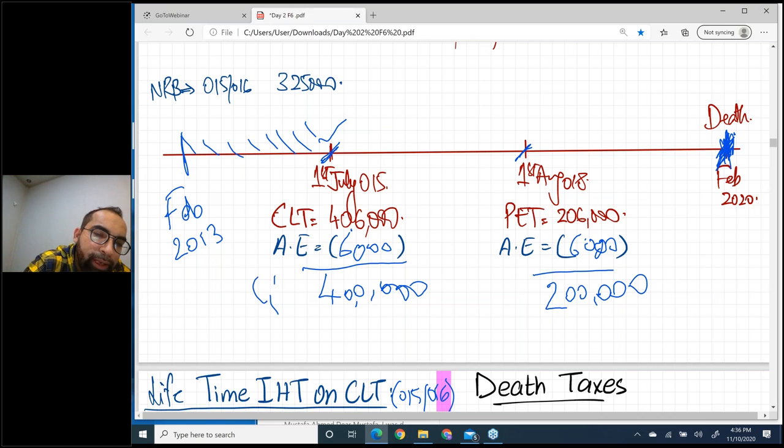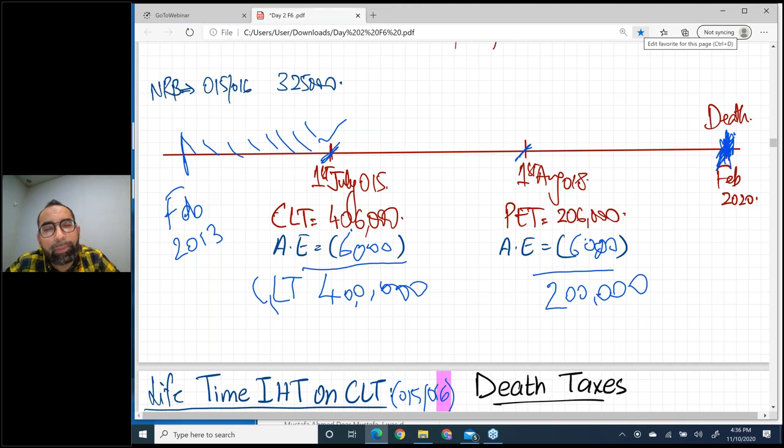And if I'm not wrong, if you look at this question, you can easily see that the person died within 7 years of the CLT. So now you have to calculate additional IHT on this CLT. Okay. Now how do we calculate it? In the death, you know, for death taxes you get the NRB again.